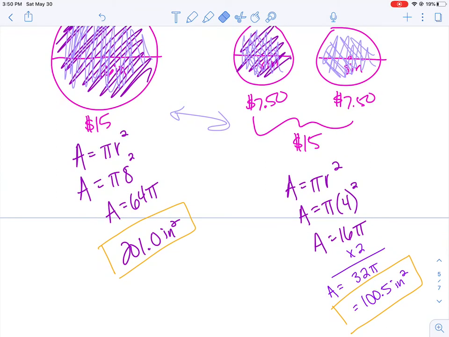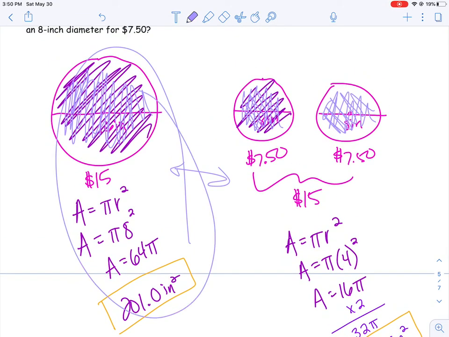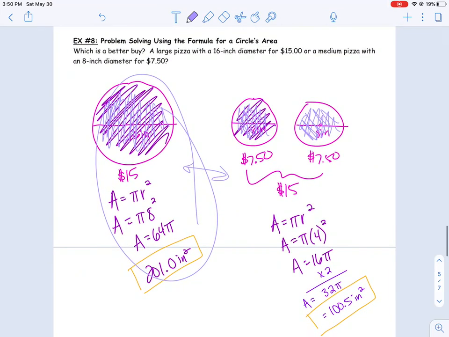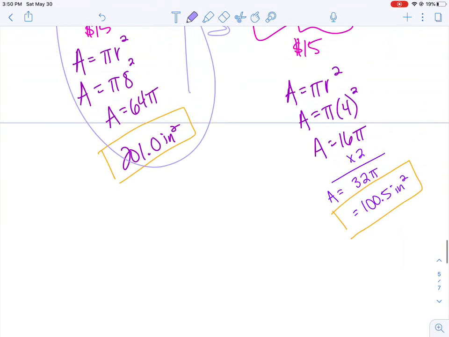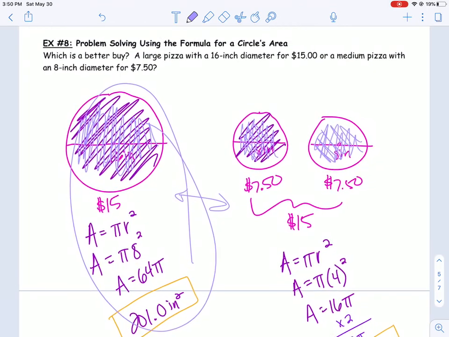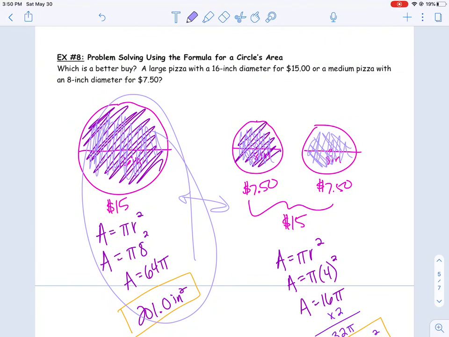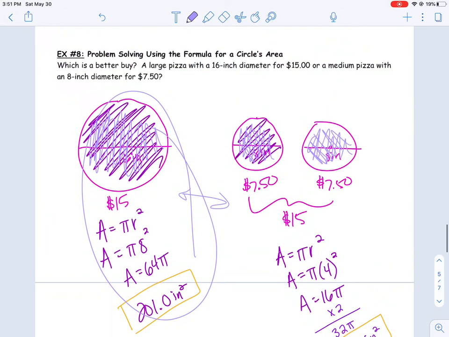So which one is going to give us more pizza for the same price, right? 15 bucks each? Almost double the amount of pizza if you buy the large pizza. So I would do the large for 15 instead of 2 mediums for $7.50. Good job. All right. So next time you can impress your friends by saving them some money on their pizza or giving them more pizza for their money, I guess, huh?